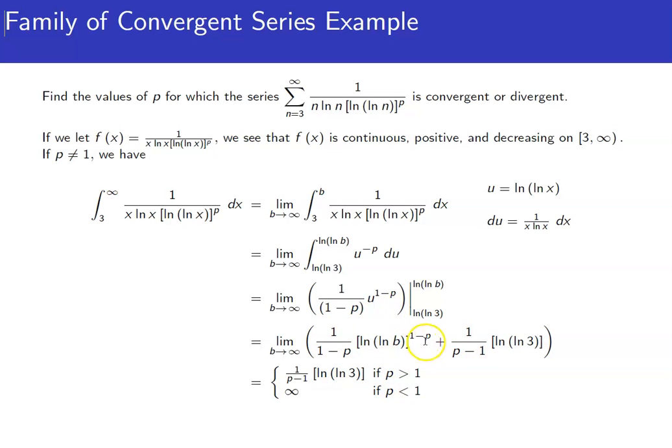In particular, for the first piece, we're interested in knowing whether or not this exponent is positive or negative. Because if it's a positive exponent, then this natural log of b ends up being in the numerator of the fraction. If it's negative, then it ends up being in the denominator of the fraction.